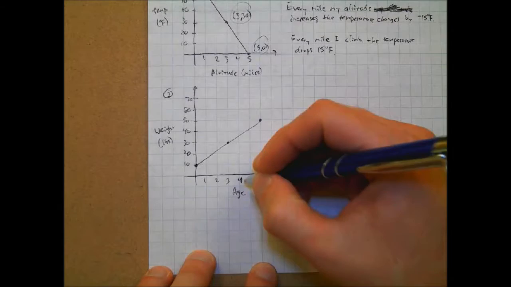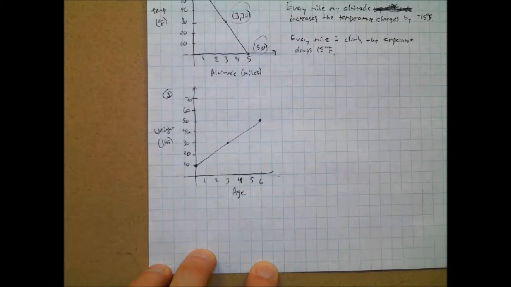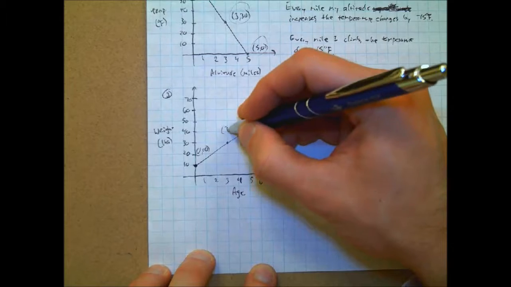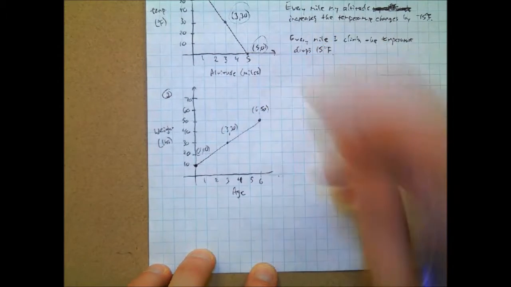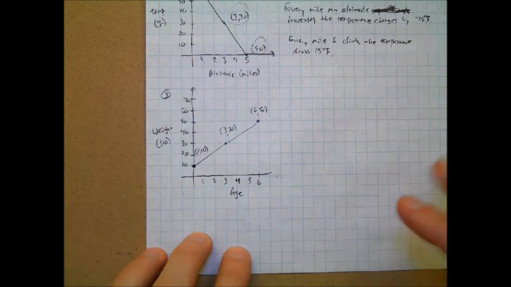But anyway, so there's our dog's weight. Again, we have the point (0, 10), the point (3, 30), and the point (6, 50). And again, we want to find the slope and then describe the slope's meaning.